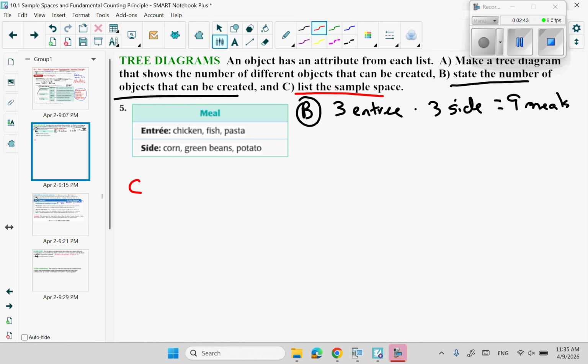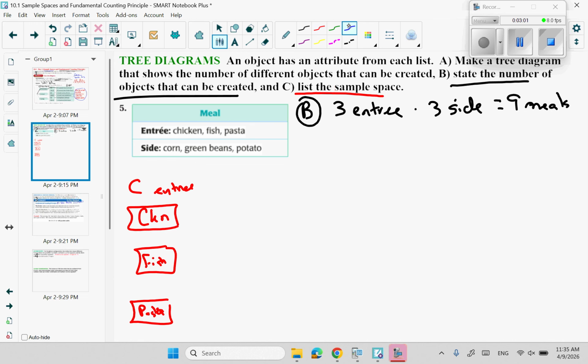So first we have to pick an entree. I could pick chicken. I could pick fish. And I could pick pasta. So that's my entree selection. And then moving on, I have to pick a side. For the chicken, I could pick corn. I could pick green beans. And I could get a potato.